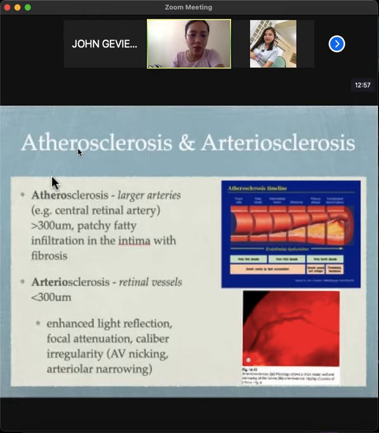So atherosclerosis is seen in larger arteries measuring more than 300 micrometers, like your central retinal arteries. There is patchy fatty infiltration of the intima, the tunica intima, with fibrosis seen in these larger vessels. While arteriosclerosis is seen in smaller retinal vessels, less than 300 micrometers, and affected vessels are usually narrowed with AV nicking and irregularity in the caliber of the arteries.